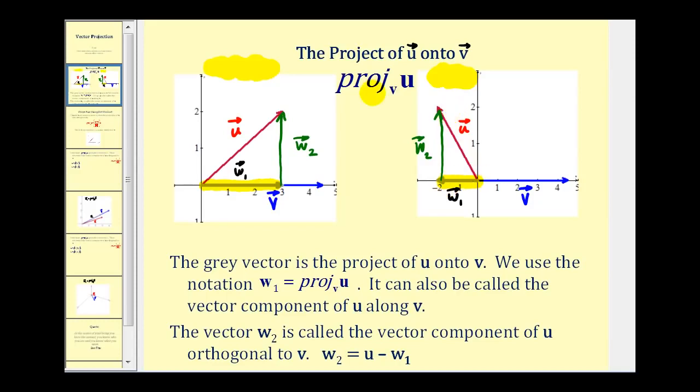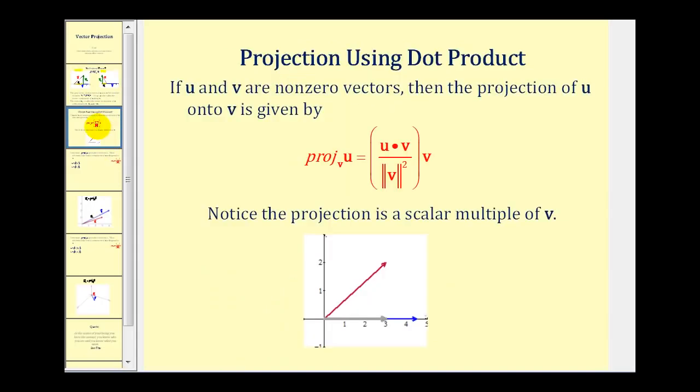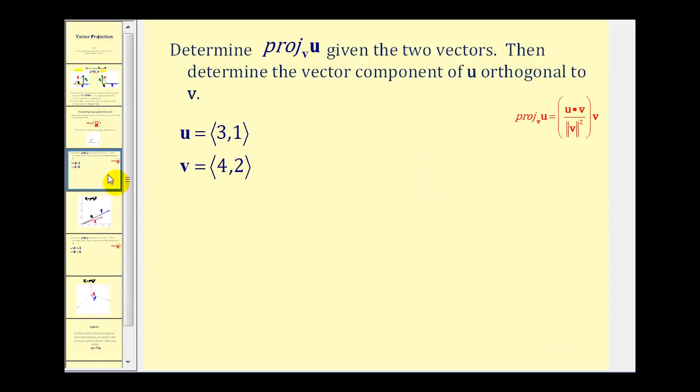Now let's go ahead and take a look at a formula that will allow us to find the projection of u onto v. If u and v are non-zero vectors, then the projection of u onto v is given by this formula here. Notice that the projection of u onto v is going to be a scalar multiple of vector v. The dot product would be a numerical value, and so would the magnitude of vector v squared. Let's go ahead and use this formula to find some vector projections, and then we'll take a look at it graphically as well. First, we'll take a look at an example in R2.